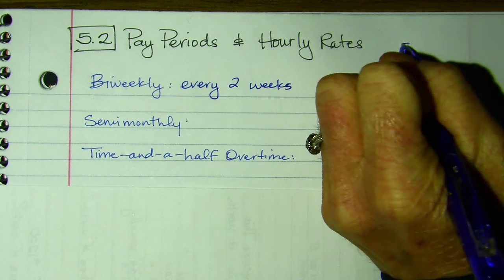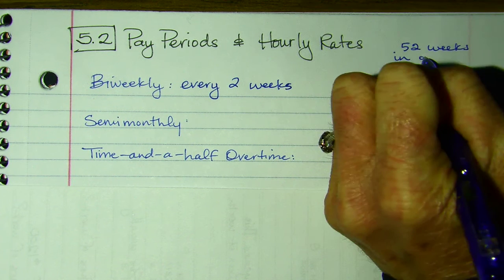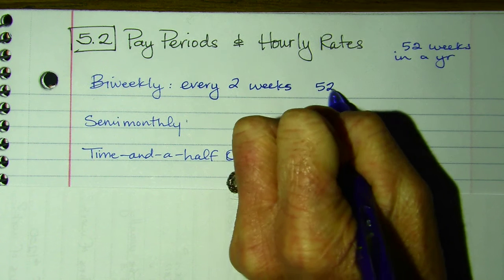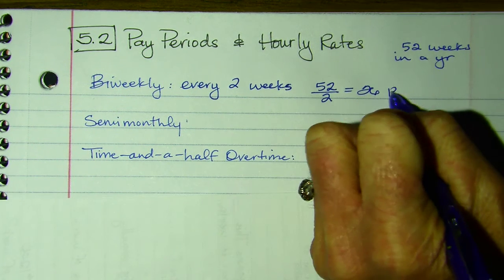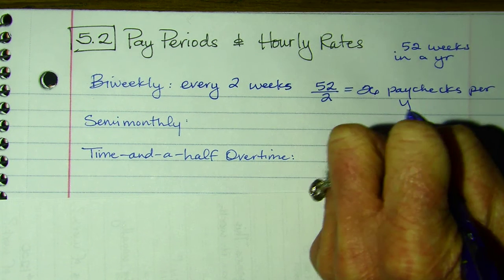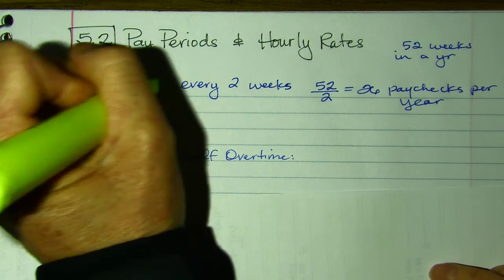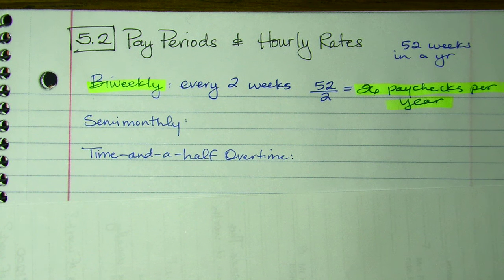Now, if you remember, there are 52 weeks in a year. So if I'm getting paid every 2 weeks, that'd be 52 divided by 2. So that would be 26 paychecks per year. And that number is going to be used a lot today. So if we're paid bi-weekly, that's 26 paychecks for the year.